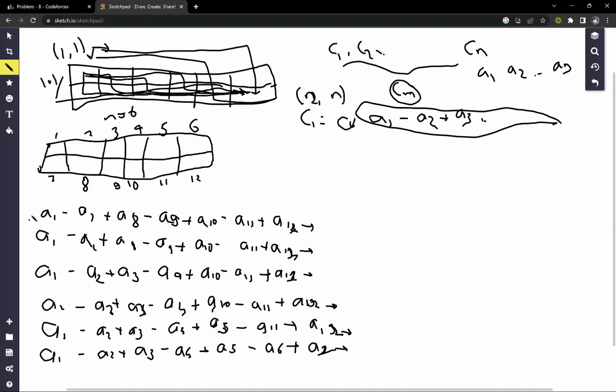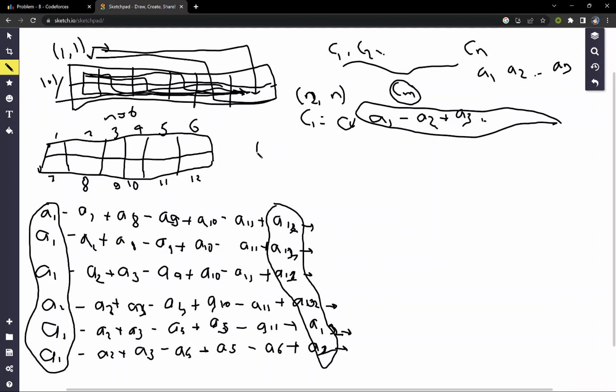So here we can see one observation: for each such path, a1 and a12 are always there, right? And each has a positive value, and we have to arrange numbers from 1 to 2n. So why not give 2n and 2n minus 1 to a1 and a12, because it has positive value and in each path it is included, right?